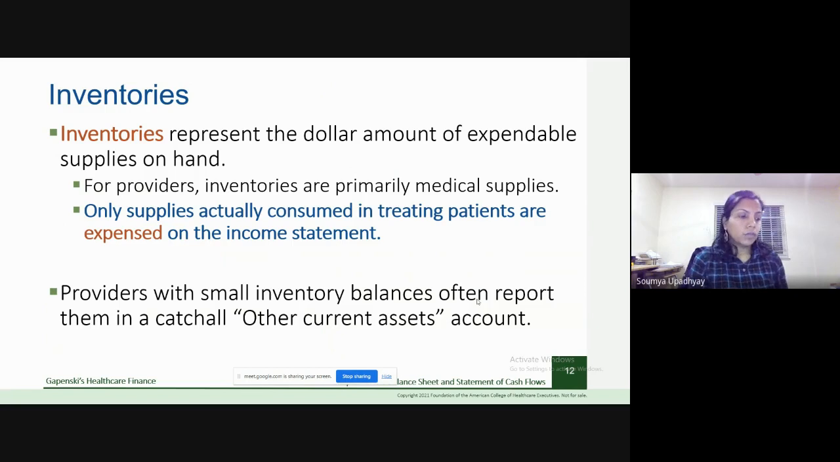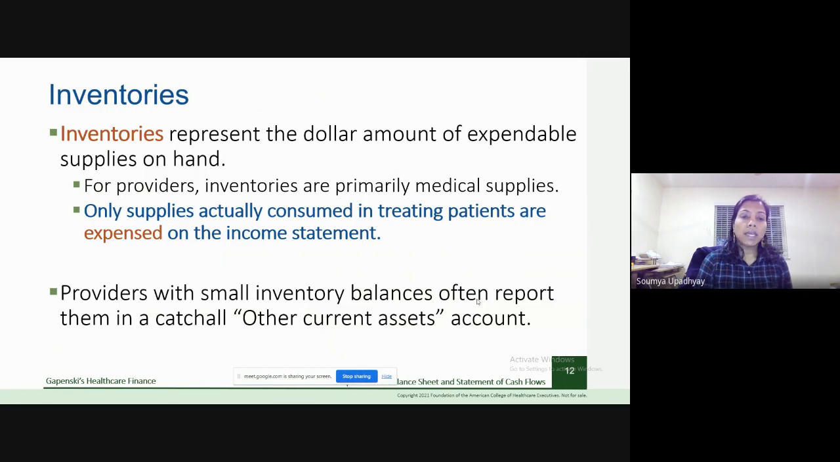All right. So we move on to inventories. Inventories represent the dollar amount of expendable supplies on hand. For providers, inventories are usually medical supplies. You don't want to have too many inventories because there are storage issues, and they may expire, especially medical supplies. They may expire more quickly as compared to other types of inventories like furniture.